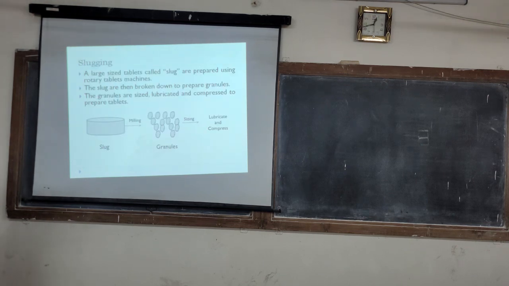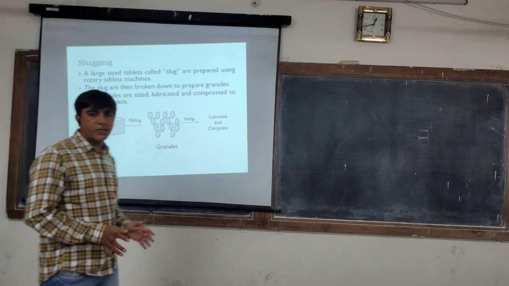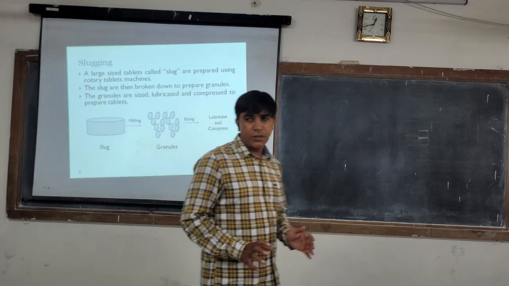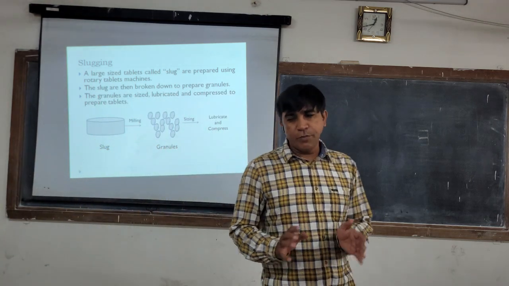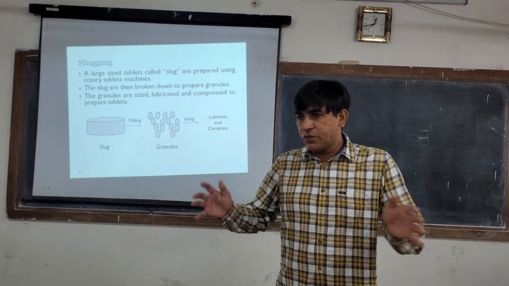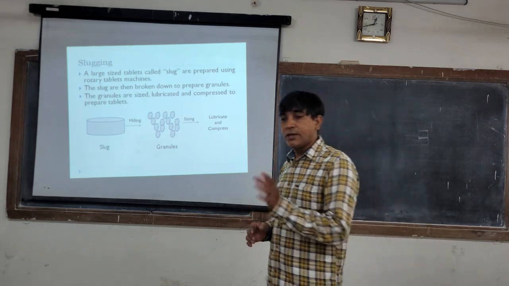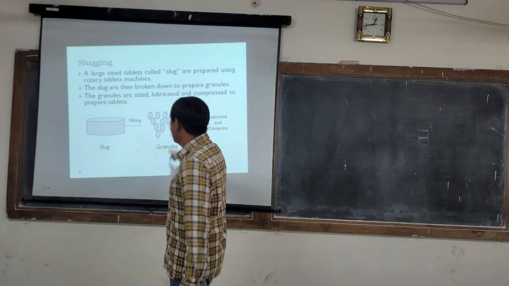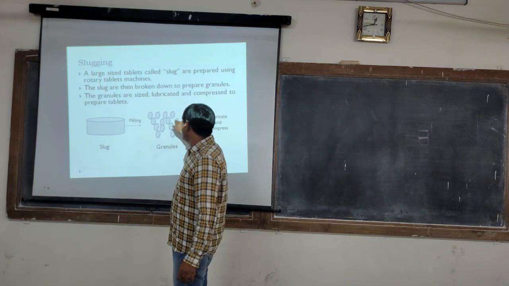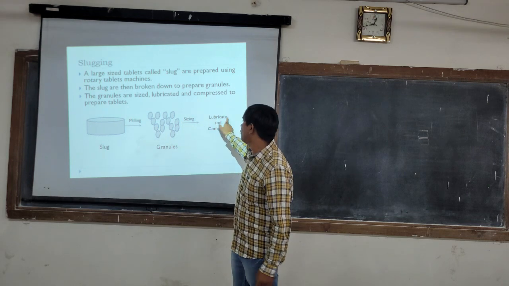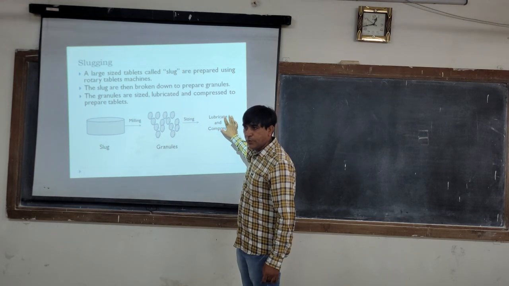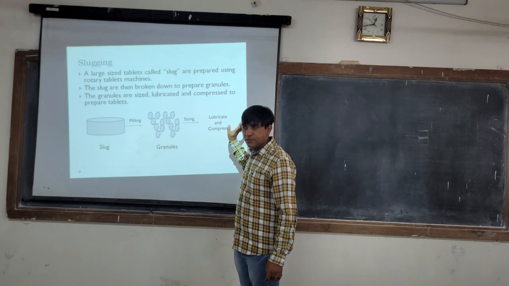Let us discuss slugging first. A slug is nothing but a large size tablet. Initially, we mix all the ingredients and compress them to produce a large size tablet. Then we break the tablet to produce granules. We size the granules, lubricate, and go for compression.